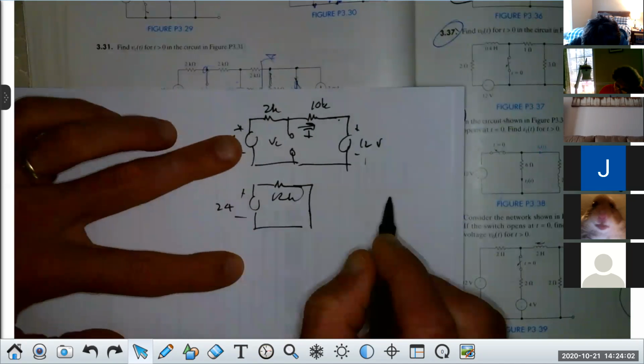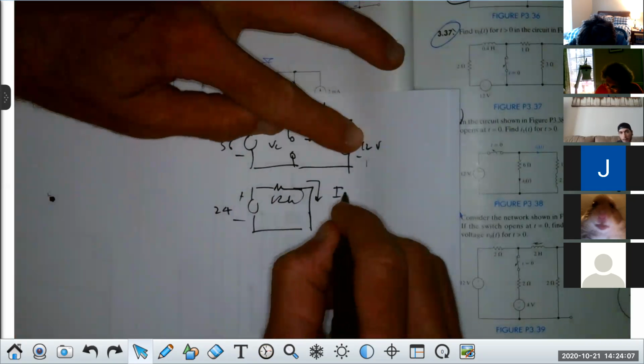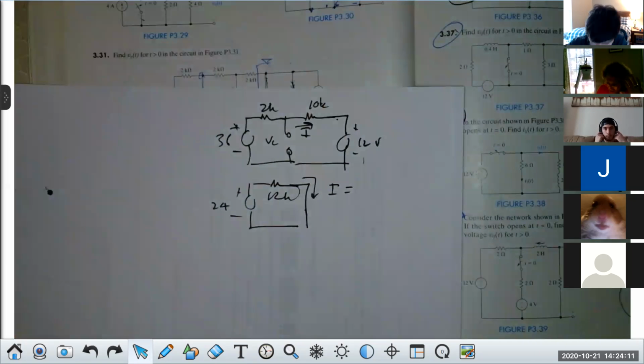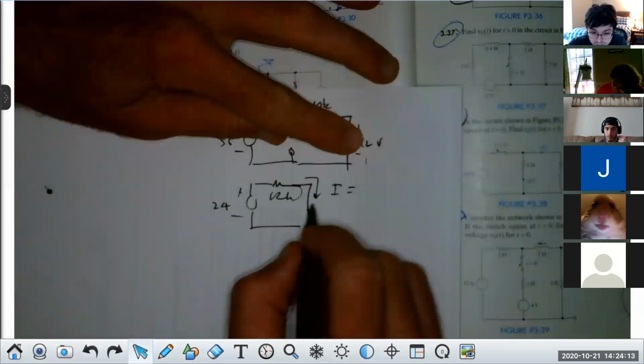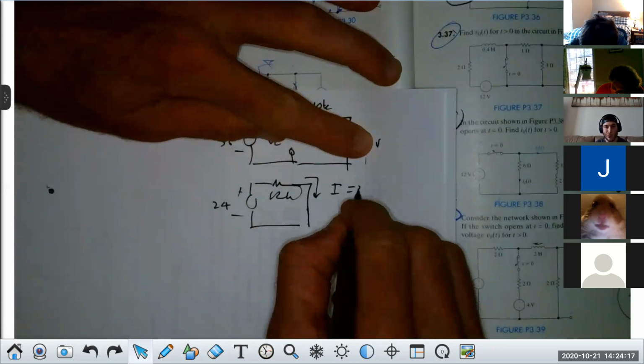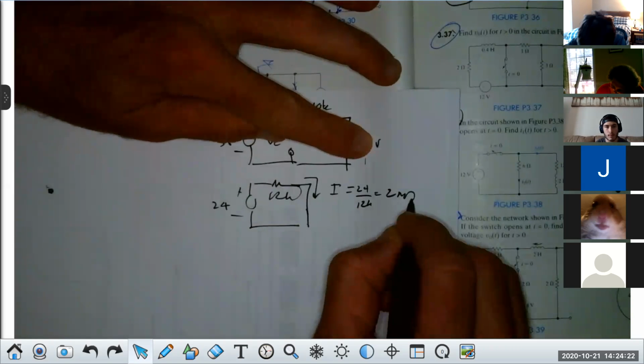And that would be allowing me to calculate I. Do you agree with that, people? Yeah. Okay. Therefore, what is I? It would be 24 over 12K, or it would be 2 milliamps. Do you agree with that?